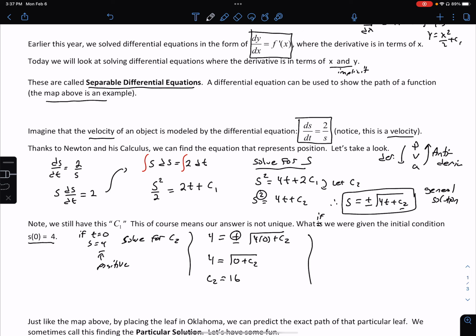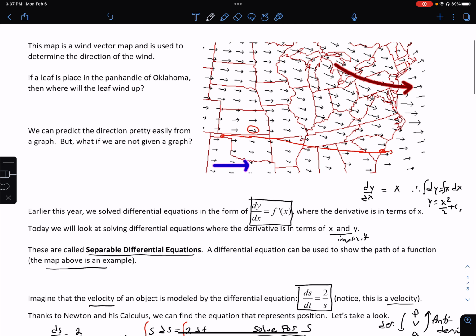So my final answer, if I plug in s equals, excuse me, positive. Remember, we only wanted the positive, so I don't need the plus or minus. The positive square root of 4t plus 16. And now this is unique. This is akin, if we look at the map of Oklahoma, right? I have all these vector fields, right? All these slope fields. I have a lot of different places going in different directions, but only one goes through the panhandle and gets me out of this point in South Carolina.